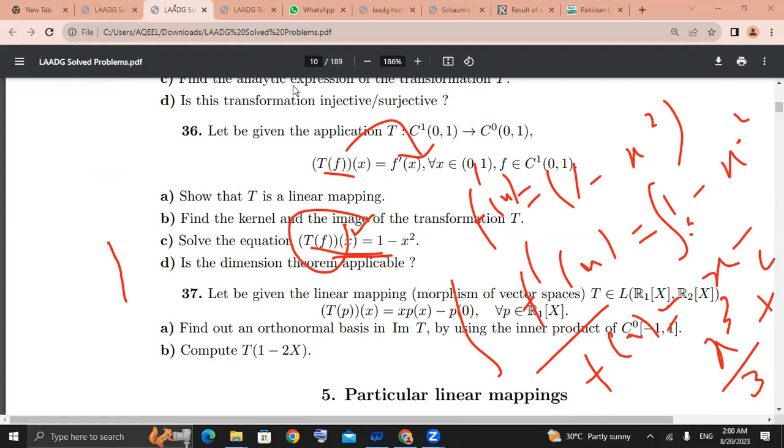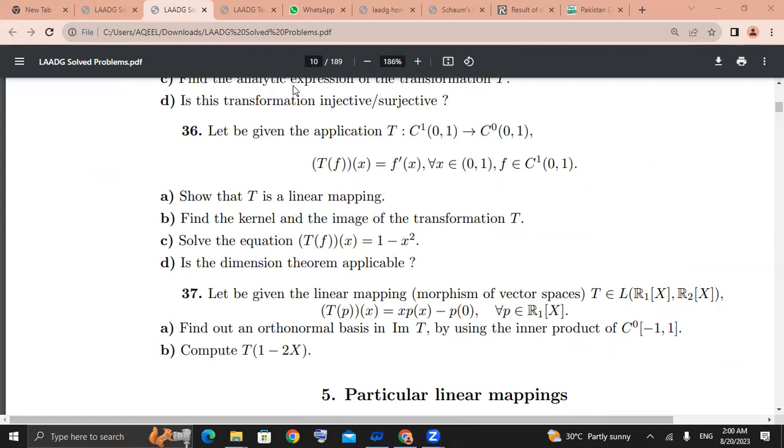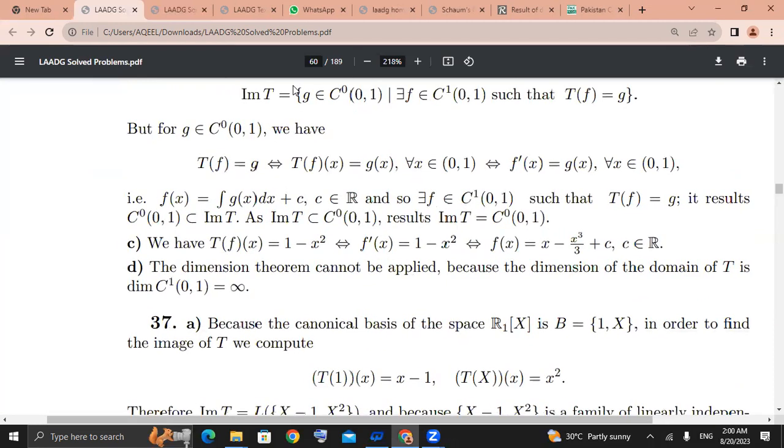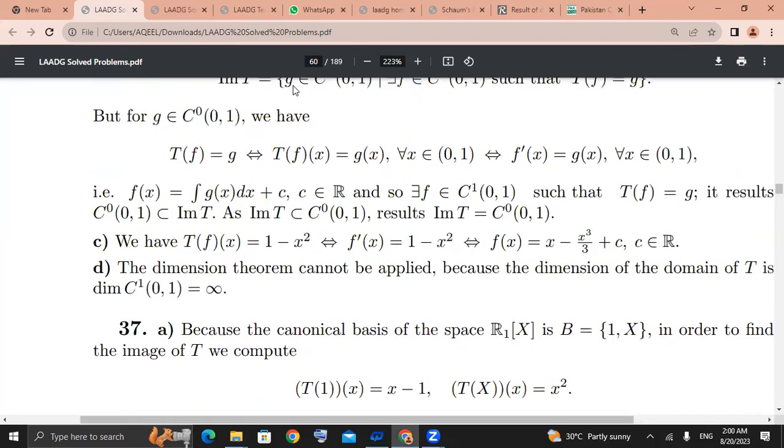So we obtained x minus x cubed divided by 3 plus c, which is the constant of integration. Is it clear? Yes. And in the last step, he says that the dimension theorem holds.